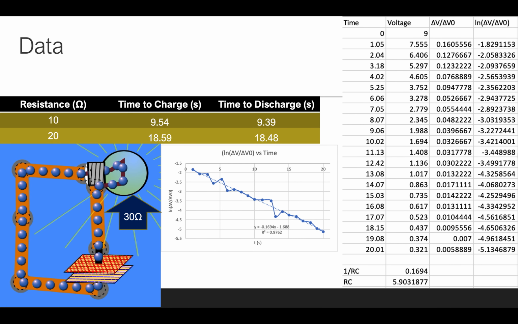Using a 30 ohm bulb, I recharged the capacitor and set a voltmeter across the capacitor and timed the discharge and recorded voltages. Using the natural log equation from the introduction, I plotted ln(ΔV/ΔV₀) versus time to get a line of best fit, whose slope is the inverse of the RC value, which I determined to be about 5.9 seconds.